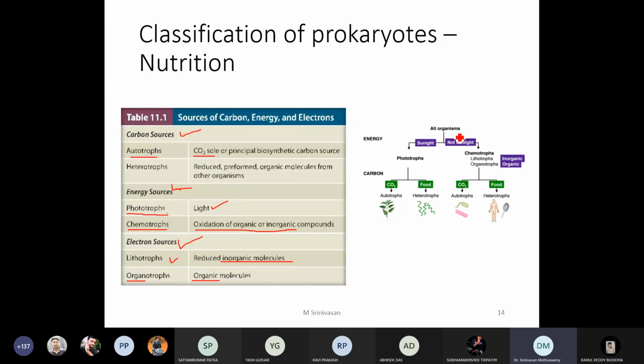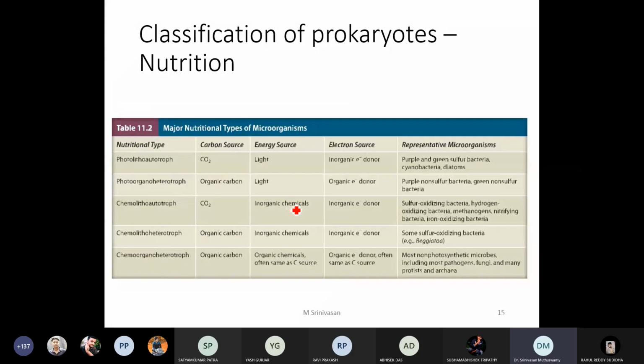Overall, we classify them as in the same table, which is represented here in this flow chart. Based upon sunlight and not sunlight, we have phototrophs and chemotrophs. Chemotrophs are always heterotrophs. I will discuss in the next slide in detail how we can combine them. If you look here, the nutritional types include photolithoautotrophs. Photo means they use light, litho means inorganic electron donors are used, and autotrophs utilize the carbon source, that is the atmospheric CO2.